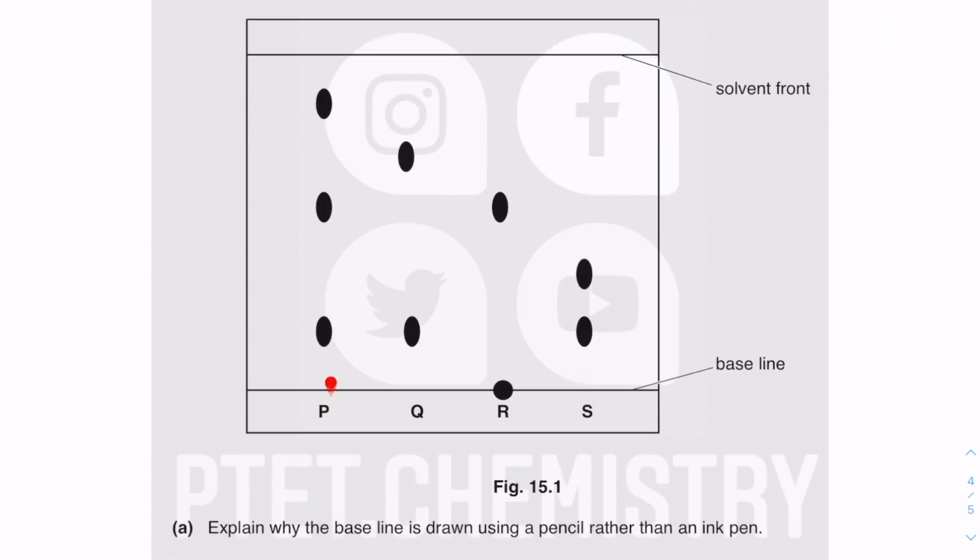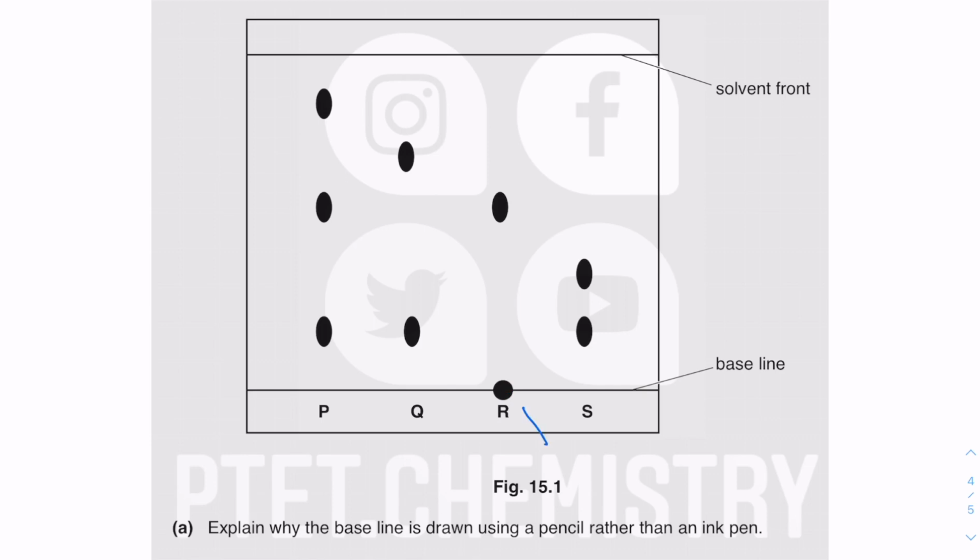As you can see vertically, P is impure, separated into 3 dots. Q is also impure, separated into 2 dots. R is actually pure, it separates into 1 dot only. And S is impure because it separates into 2 dots, alright? Well, actually R is also impure because it only separates into 1 dot, but you still have another substance which does not move at all, alright?